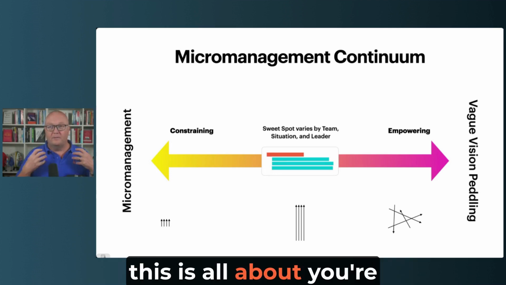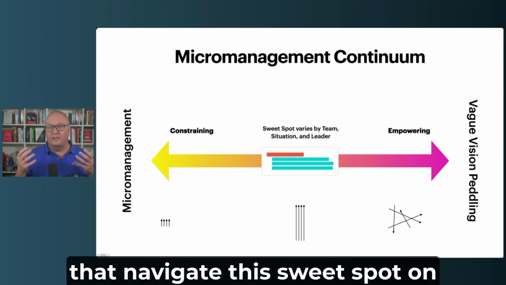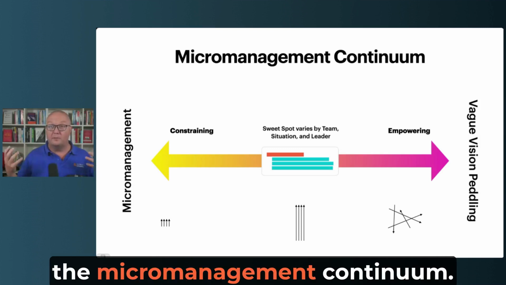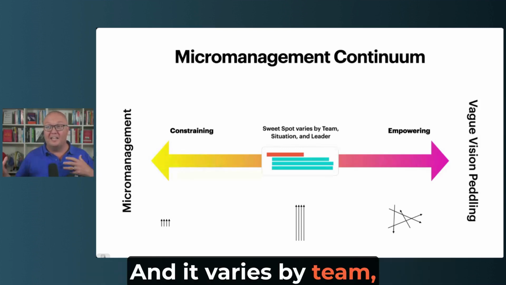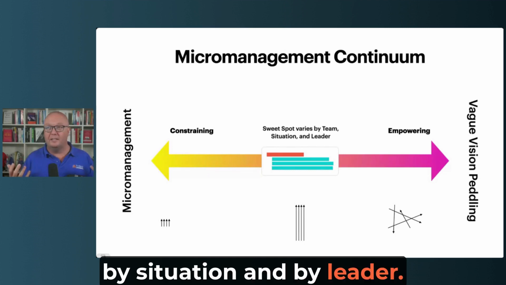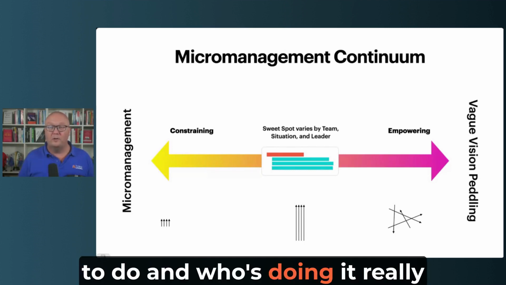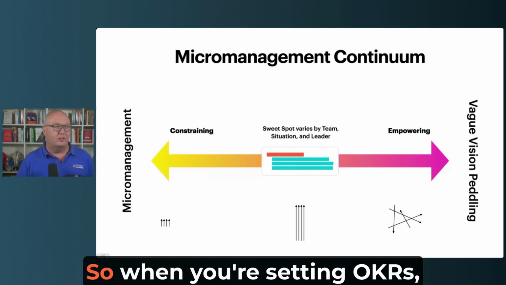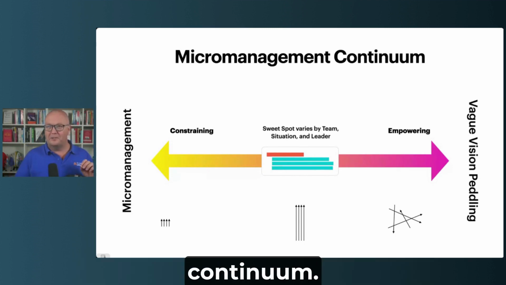And this is all about trying to set goals but navigate this sweet spot on the micromanagement continuum, and it varies by team, by situation, and by leader. What you're actually trying to do and who's doing it really makes a difference here. So when you're setting OKRs, think about this micromanagement continuum.